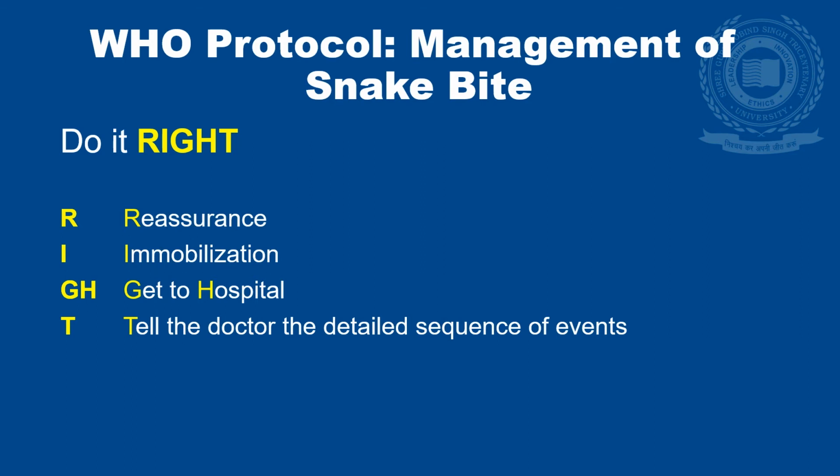Then we do immobilization of the limb, as if immobilization is being done for a fractured limb. Then the next point is GH. GH stands for get to hospital immediately, so that early treatment starts and life can be saved. T stands for tell the doctor the detailed sequence of events, so that the doctor can decide the treatment.